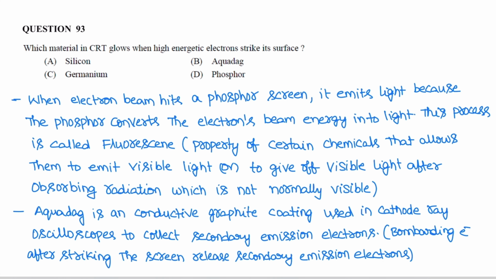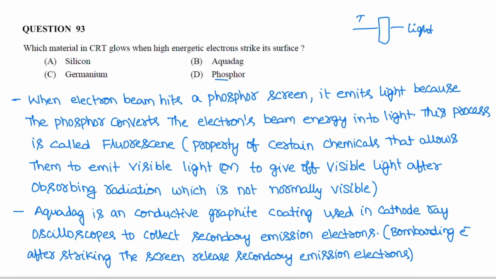Next question. Which material in CRT glows when high energetic electrons strike the screen? So that is phosphor. Silicon and germanium don't glow, whereas phosphor will glow. When an electron beam hits a phosphor screen, it emits light because phosphor converts the electron beam's energy into light. So this process is called fluorescence. Property of certain chemicals that allows them to emit visible light after absorbing radiation which is not normally visible. So we cannot see the electrons. When electrons hit the phosphor screen, it emits light. So this method is called fluorescence.